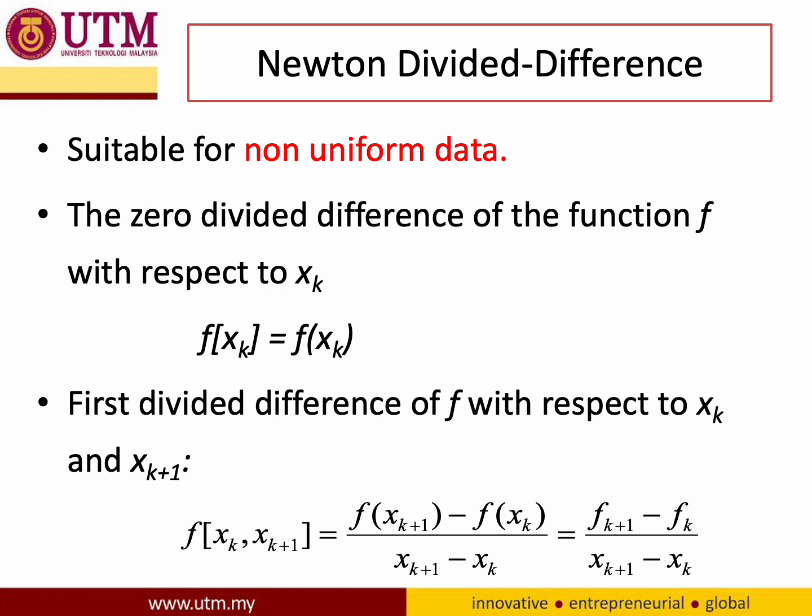Right, so actually the zeroth divided difference is the function f with respect to x. Okay, we will see later. Of course, they will have the table, so we will look into the table. And for the first divided difference of f with respect to x and x plus 1, this is the equation that we need in order to find the first difference, the second difference, the third difference, and so on. Then we will have the table. Quite similar to Newton forward and backward, where we need to have the table.